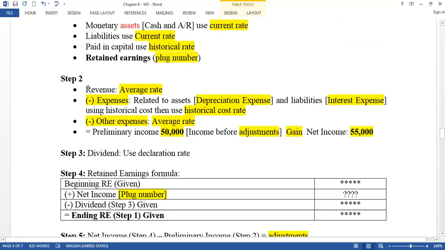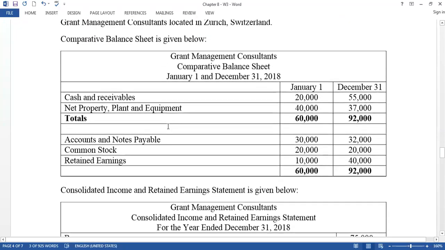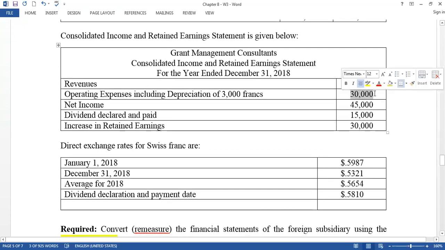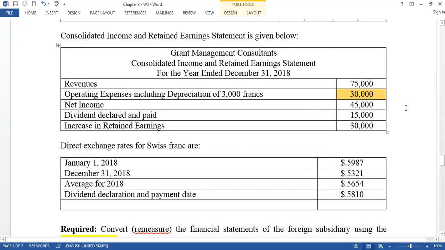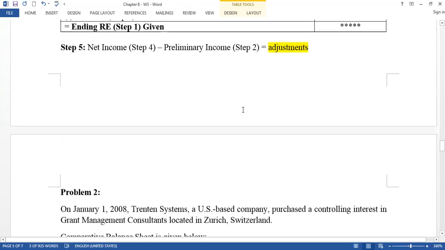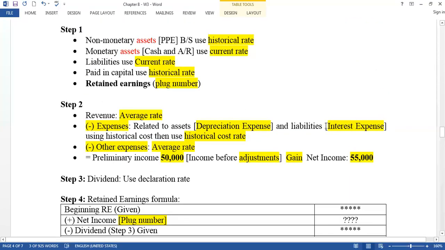Go to step two, revenue minus expense. Revenue's average rate, right? Minus, we have to divide our expense into two groups. Equal, we are going to calculate our preliminary income here. And look at this question. According to this question, the total expense is $30,000. In this expense, we have 3,000 depreciation. So this depreciation is an asset-related expense, and we already know this. If we have asset-related expense, we are going to use the historical rate. And for other expenses, we are going to use the average rate.